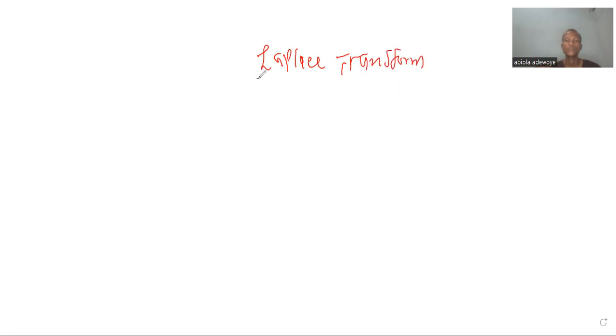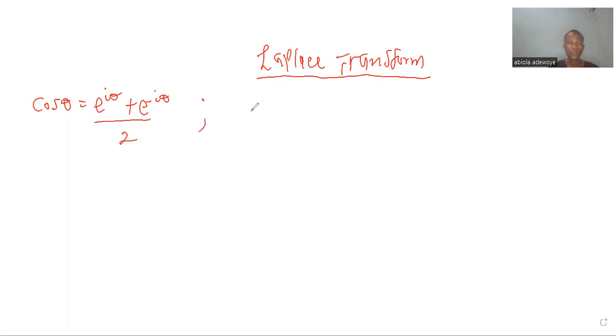Before we continue, I would like us to recall some identities which we talked about earlier. Now, what did we say? cos theta is equal to exponential i theta plus e to the minus i theta, over 2. Is that true? Yes.